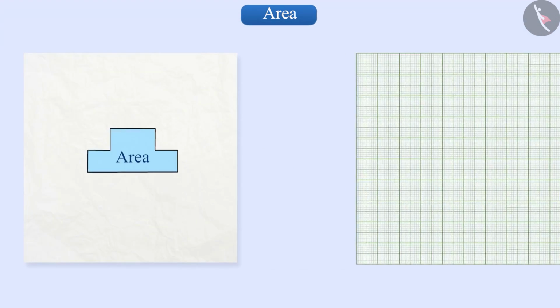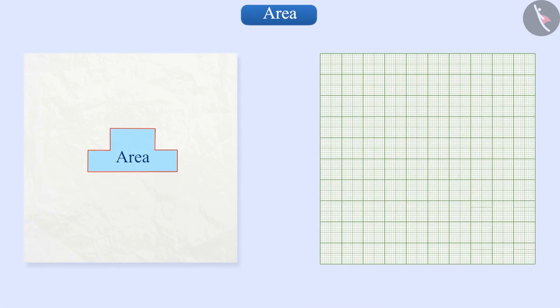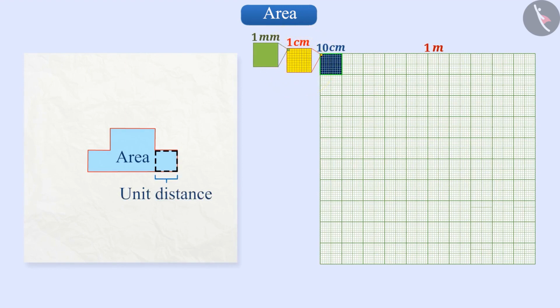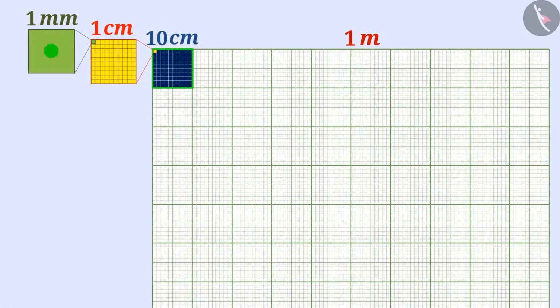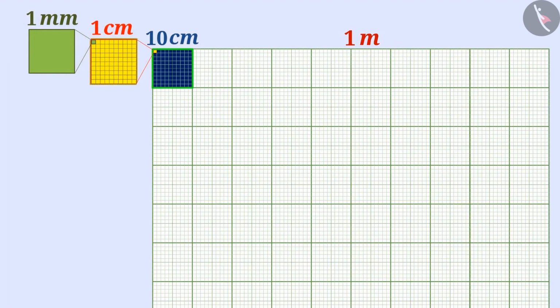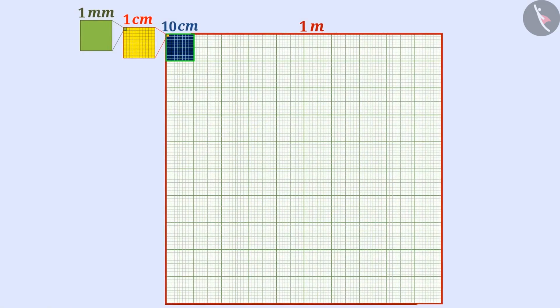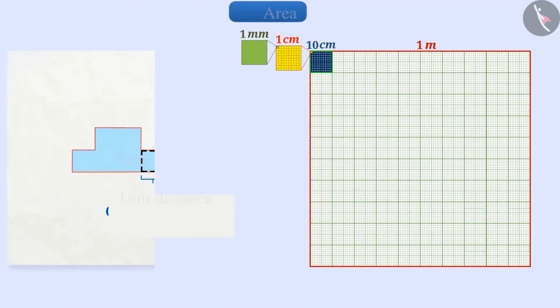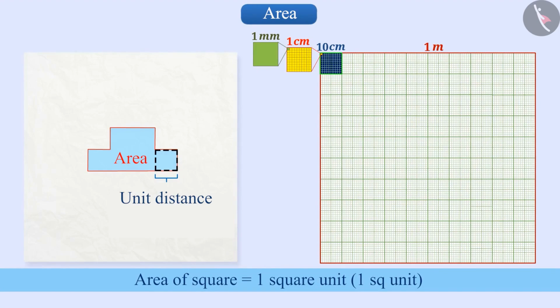Let me tell you. For this, we compare the area of the shape with a square whose side is as much as a unit distance, such as a square with side 1 millimeter, a square with side 1 centimeter, a square with side 1 meter, etc. We take the area of such a square as 1 square unit, which is abbreviated as this.